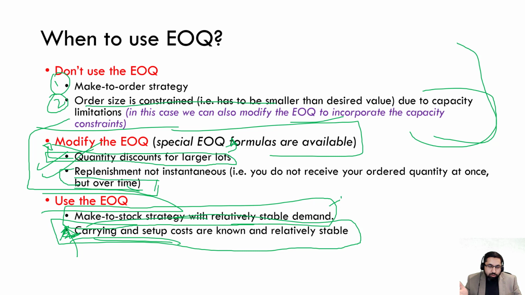So EOQ is a very powerful tool. It can help you get to the optimal lot size in production situations where you have setup cost, or in ordering situations where you're ordering from a supplier and you have ordering cost. In both these situations, you can use EOQ. S, the ordering cost, can be an ordering cost if you're ordering from an external supplier, or S can be a setup cost if you are producing in-house and you have to do a setup for the production of that product or component.